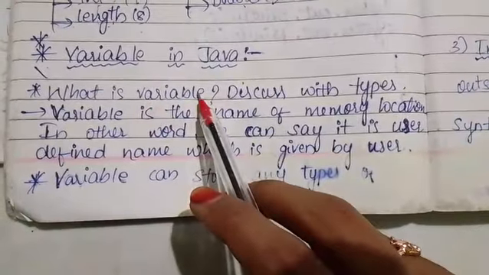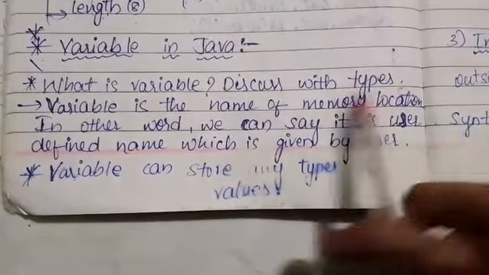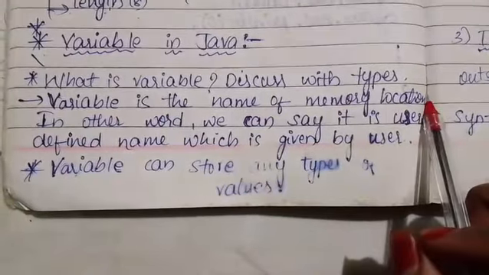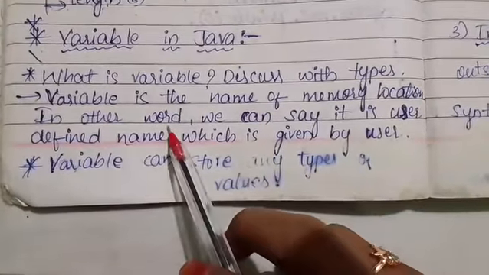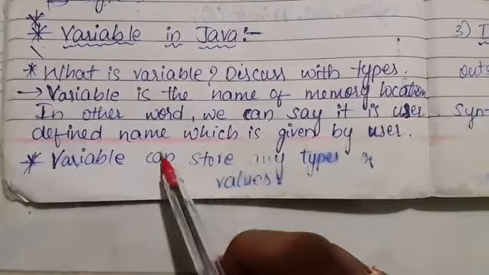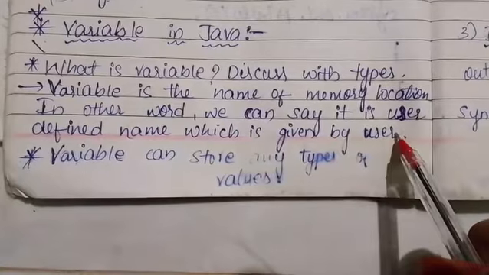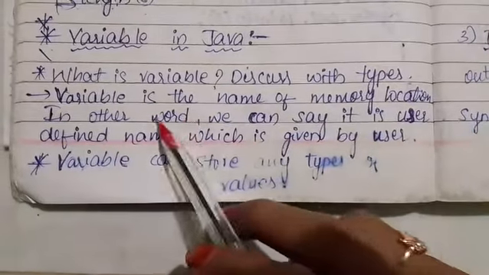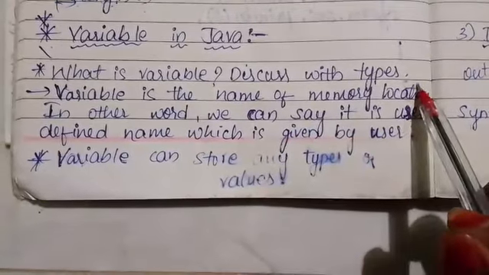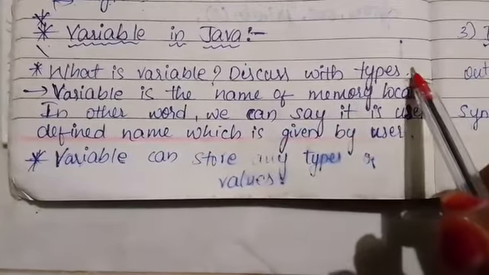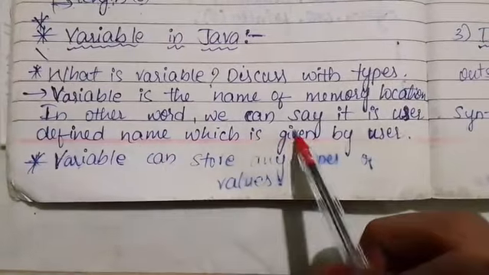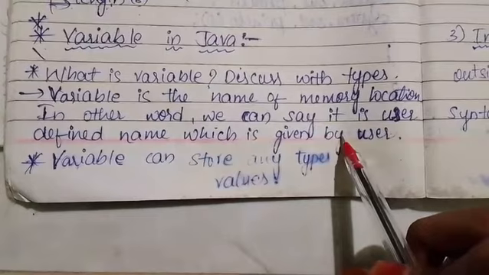What is a variable? Let's discuss it with the types. First, a variable is the name of a memory location. In other words, we can say it is a user defined name which is given by the user. It means a variable is the name of the memory location where the value is stored. That memory location name is the variable and it is a user defined name.